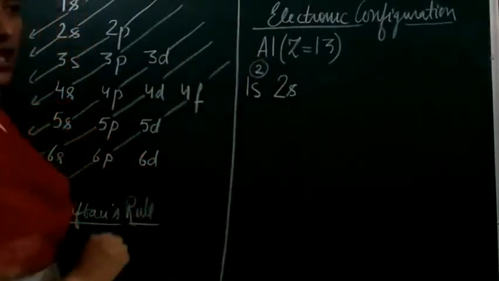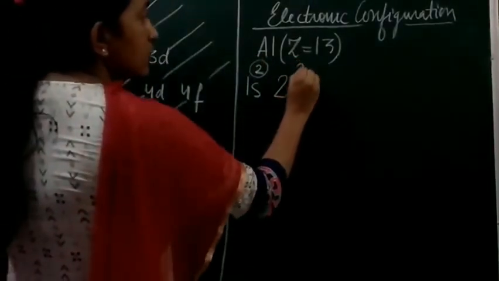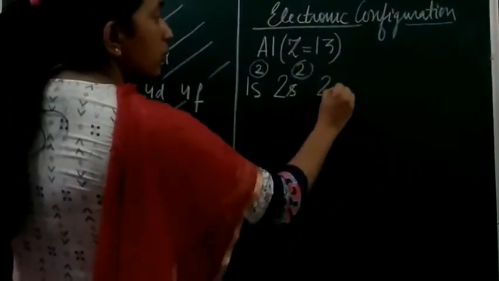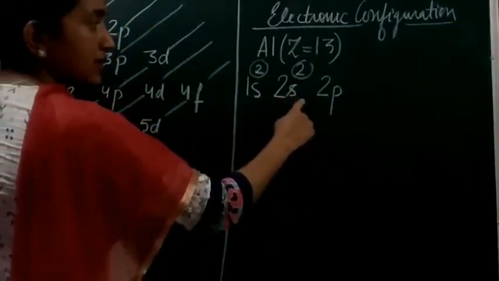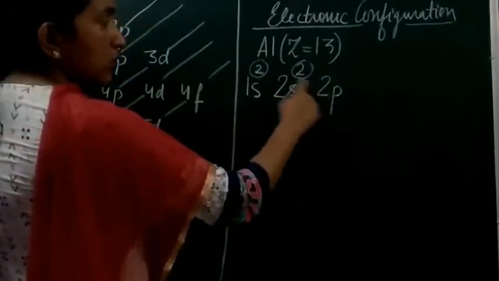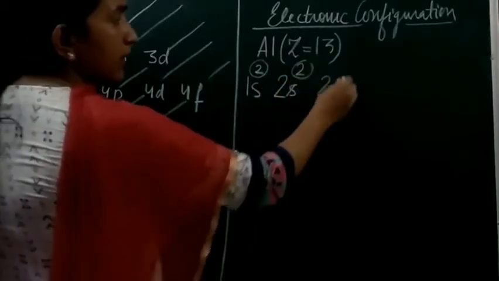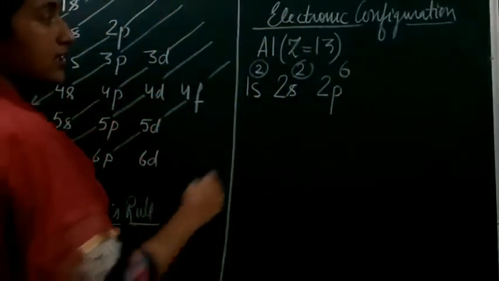Maximum, an s subshell can accommodate 2 electrons. 2s again has 2 electrons. Then comes the turn of 2p. This is 1s, then 2s, then 2p. So we have filled up 4. Now to reach 13 we need more electrons, so I can put here the maximum that can be accommodated in the p subshell, that is 6.